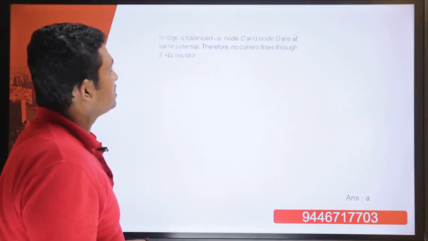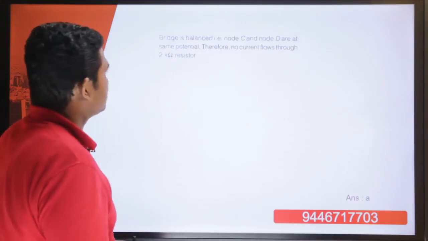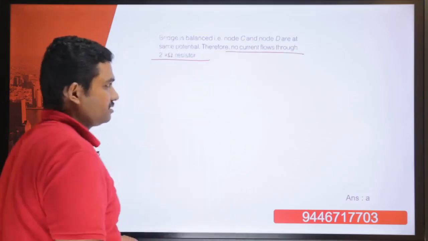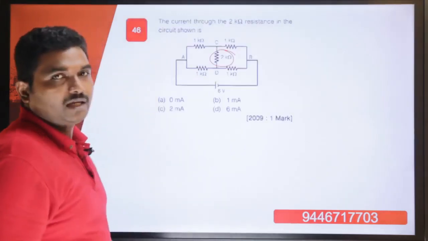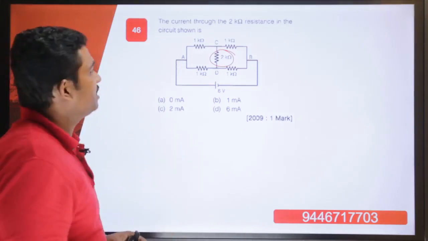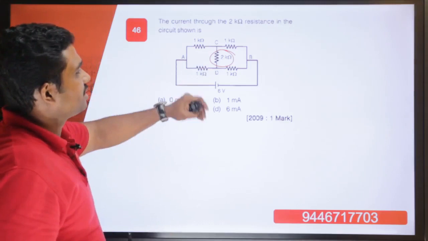Now this is a balanced bridge. Therefore no current flows through the 2 kilo ohm resistor. It is a 1-1-1-1 arrangement, so it is a balanced condition.